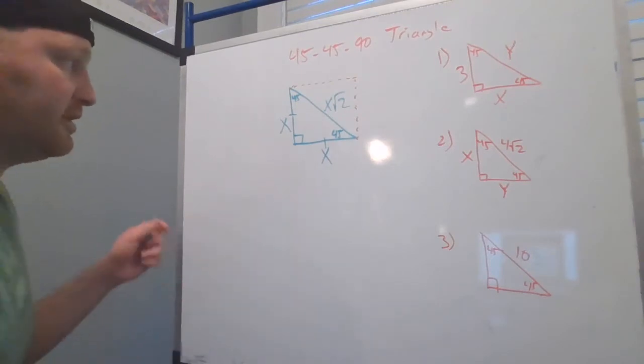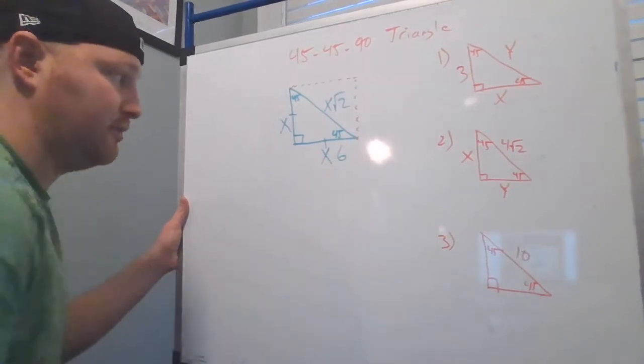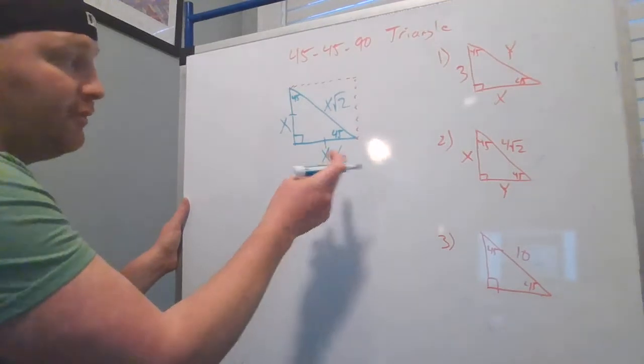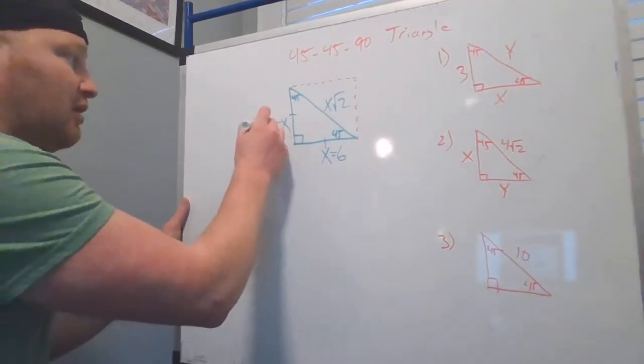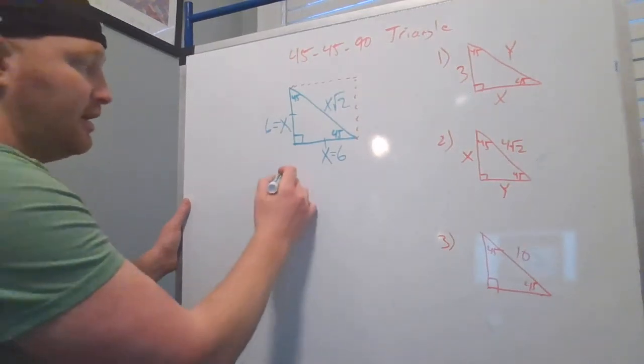For instance, if I'm given the side length of a square being 6, let's say x equals 6. By using the Pythagorean theorem, we know this is an isosceles triangle, so this is also equal to 6. Watch us get the hypotenuse to be 6 radical 2. And here's how you do it.